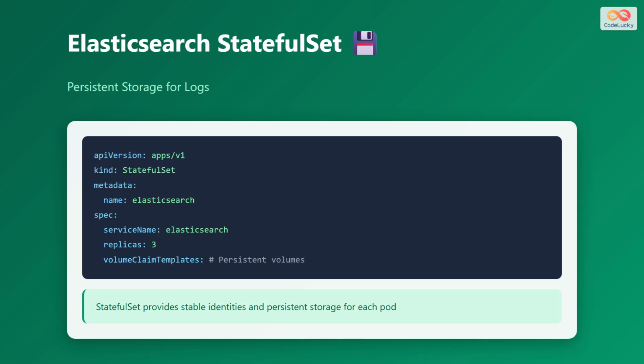Elasticsearch is deployed using a StatefulSet, which is specifically designed for stateful applications that require persistent storage. Unlike regular deployments, StatefulSets provide stable, unique identities for each pod. This is essential for Elasticsearch because each node in the cluster needs to maintain its own persistent storage and network identity. The StatefulSet typically runs 3 replicas for high availability. Each Elasticsearch pod gets its own persistent volume claim through volume claim templates, ensuring that even if a pod restarts, it reconnects to the same storage volume. This guarantees data persistence and prevents log loss during pod failures or rescheduling.